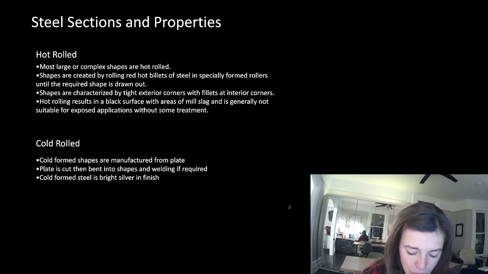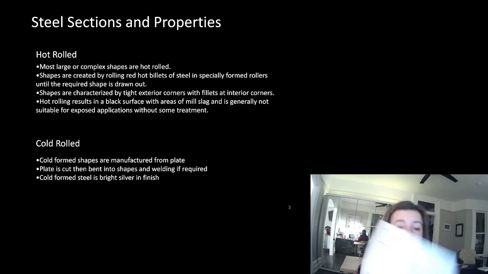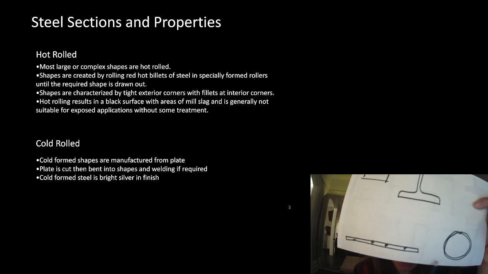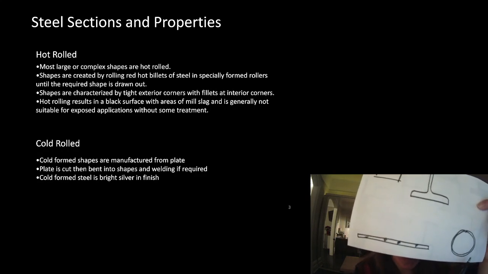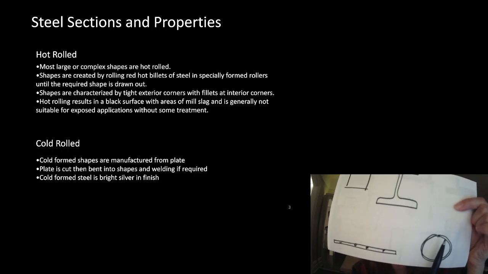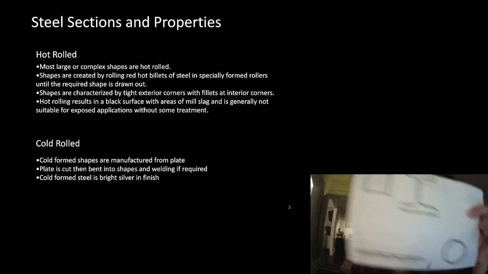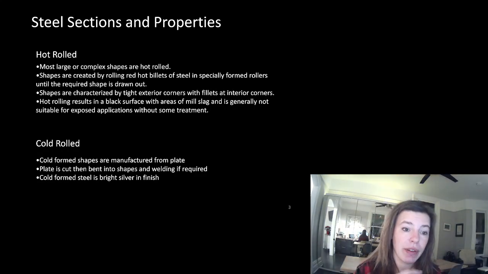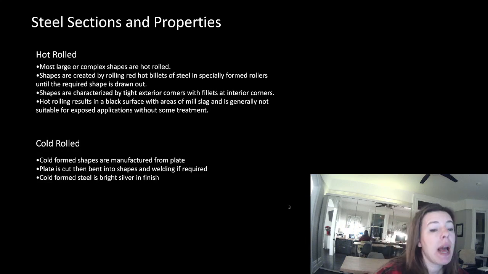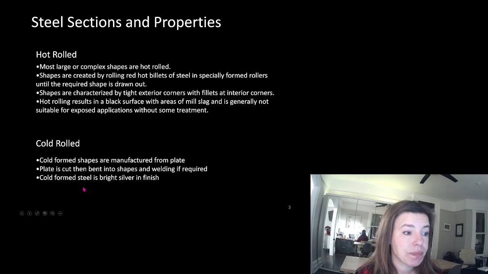So what we do, let me just draw this here. For cold rolled sections, we would take this plate steel and roll it into this round HSS. And do you see right there? That's the seam where it would come together and get welded into place. Cold rolled sections have an FY of 350 MPa.